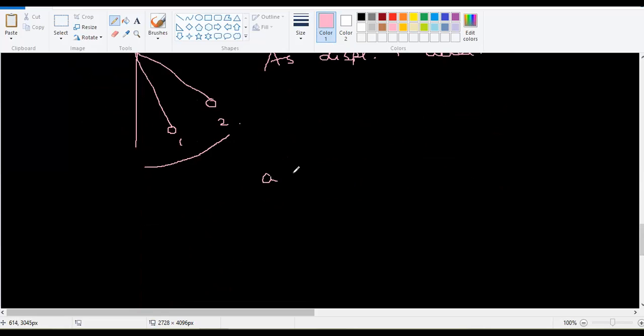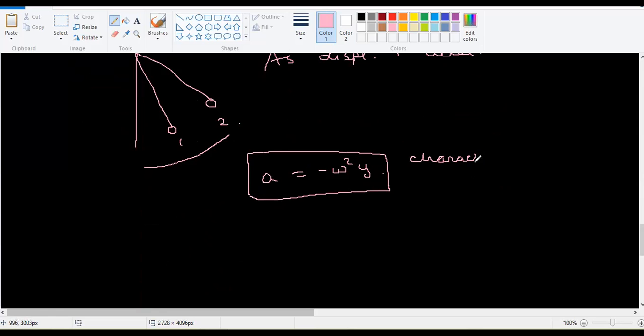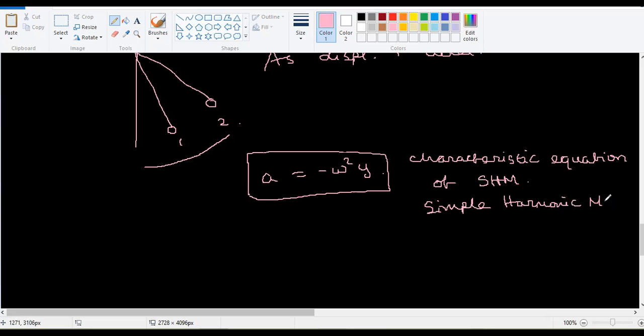So this equation which we derived, we call it as characteristic equation of simple harmonic motion. So we have a special type of oscillatory motion called simple harmonic motion. Whenever you see an acceleration which is in this pattern, then it's called simple harmonic motion.